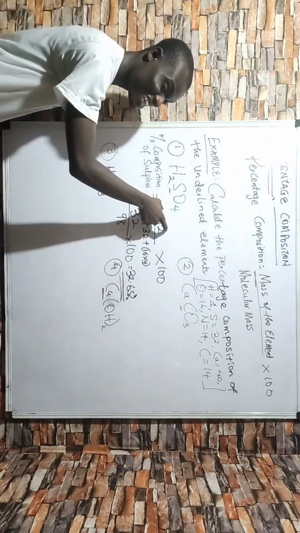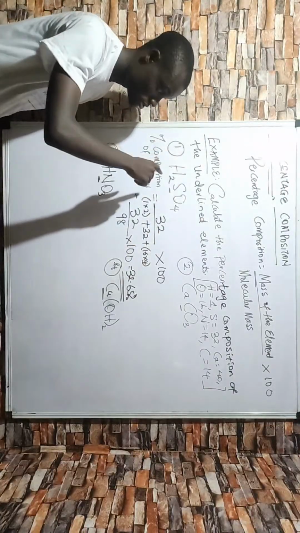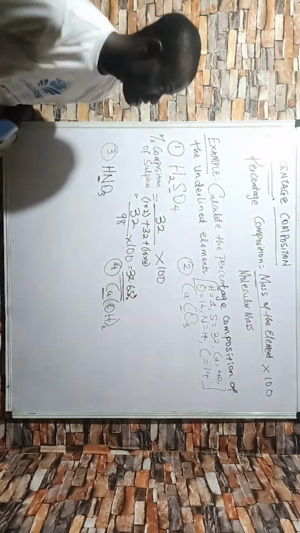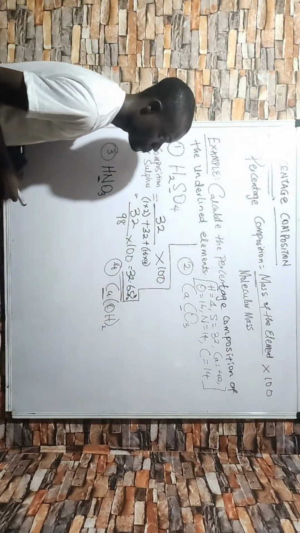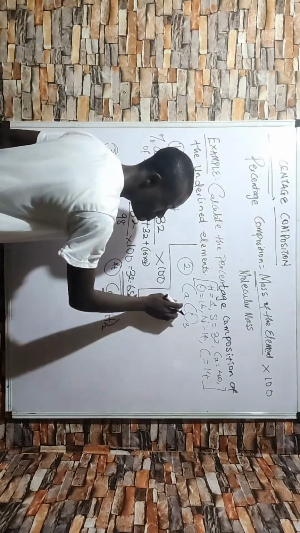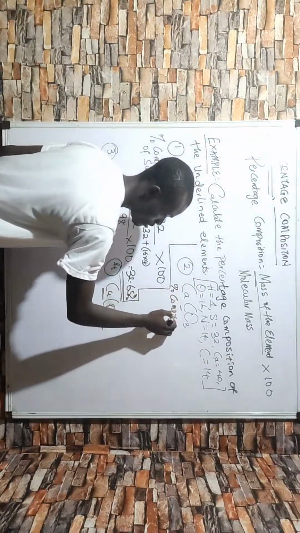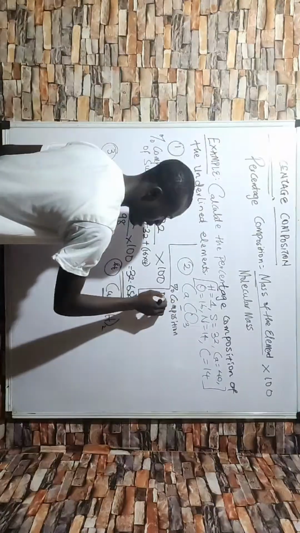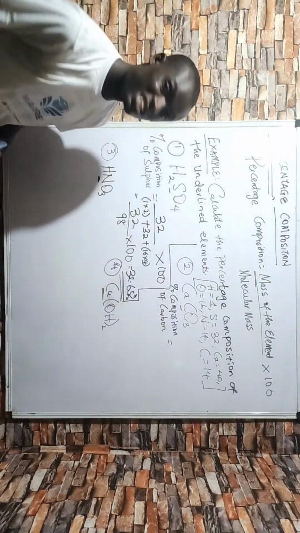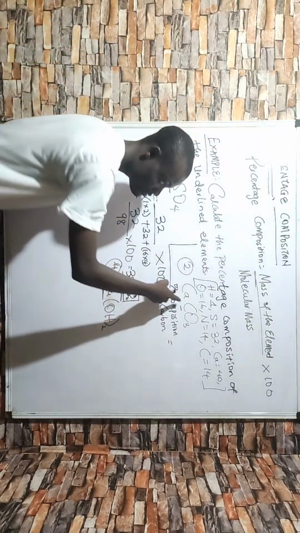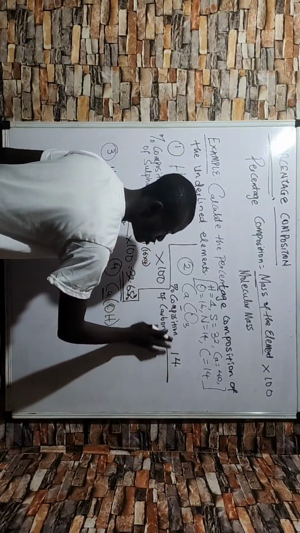It is the mass of the element you are interested in over the total mass of all the elements, times 100. So let's take a look at the second one, which is CaCO3, calcium trioxocarbonate(IV). We are interested in the percentage composition of carbon. It will be the mass of the element, which in this case is carbon. We have just one atom of carbon, and carbon is 14, over the mass of the entire molecule.